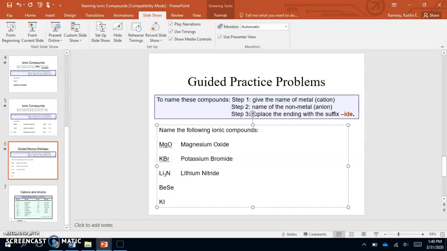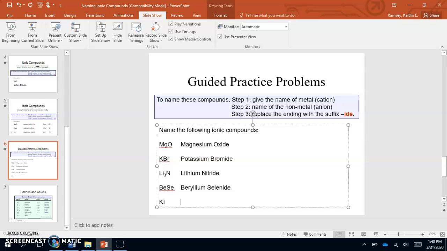Two more. I think you guys have probably gotten the gist by now, but go ahead and pause and see if you can figure it out on your own first. Okay, so step 1, our metal, Be, that's beryllium. And then Se is selenium, but we're going to drop the last part of selenium and it's going to be selenide. Again, we're just following these 3 steps. If you can follow these 3 steps for the binary ionic compounds, you will be A-okay every time.